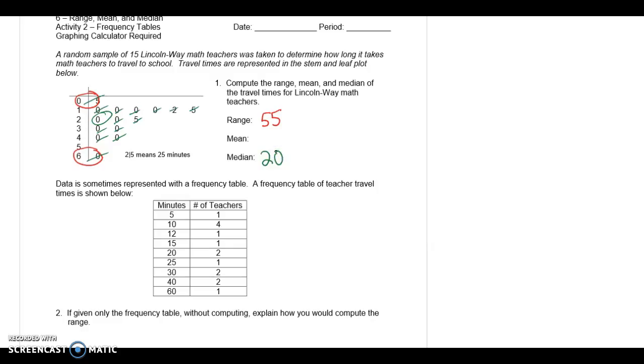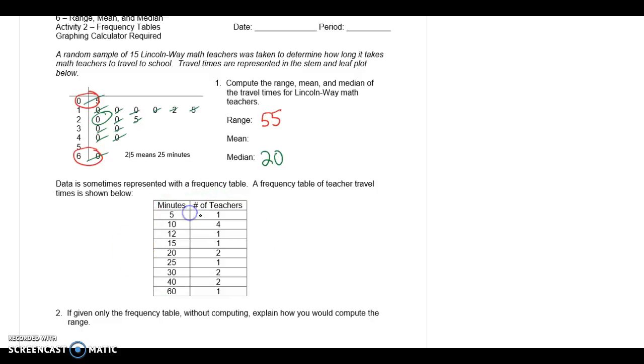And for the mean, we can add them all up and divide by 15. And we're going to save that for a minute. You'll see why when we get to the frequency table. But this same data can be represented down here by a frequency table. And the frequency table tells us how often something occurs. We can tell that from the stem and leaf plot, but this makes it a little bit easier to see that frequency.